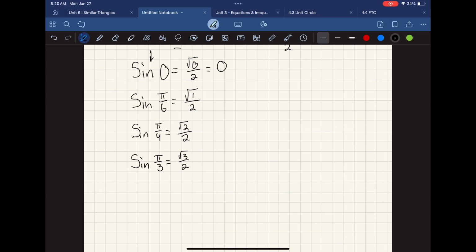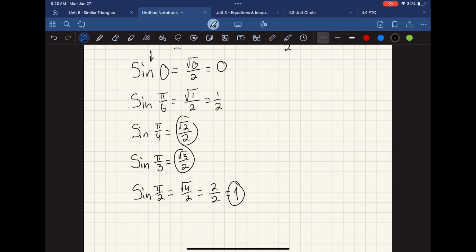The last one would be sine of pi over 2 is the square root of 4 over 2, which is 2 over 2, which is 1. Now, you can go ahead and memorize all these values too. It doesn't matter to me. Oh, I'm sorry. This would be 1/2.